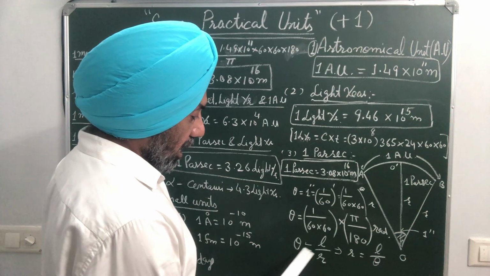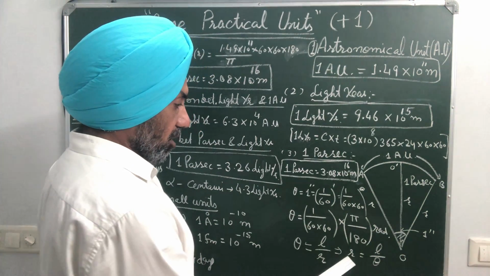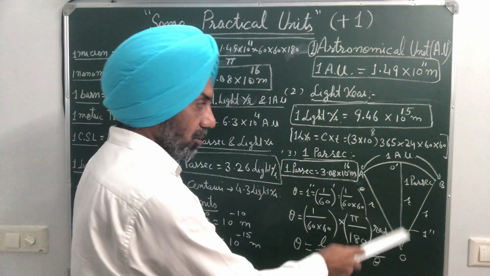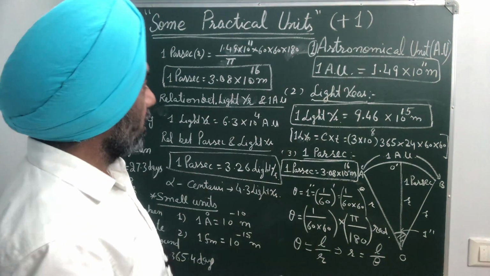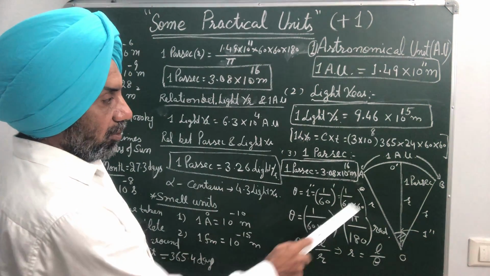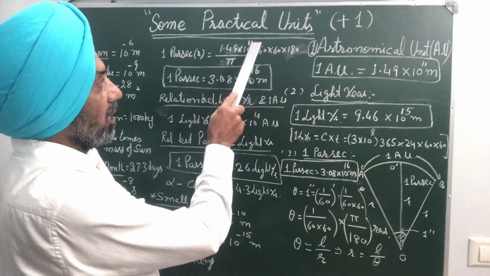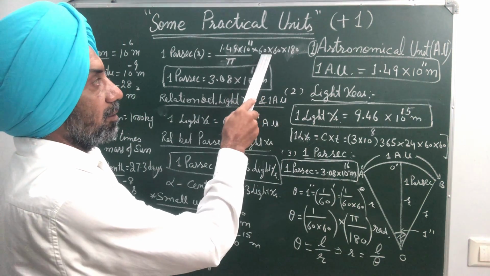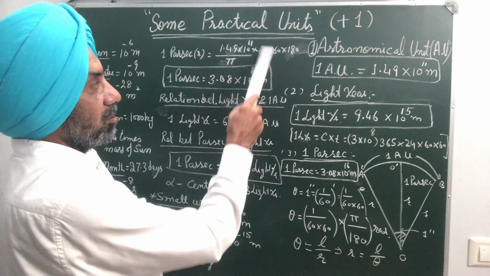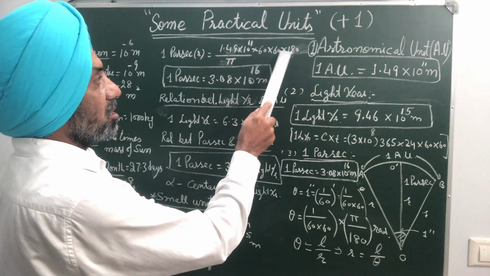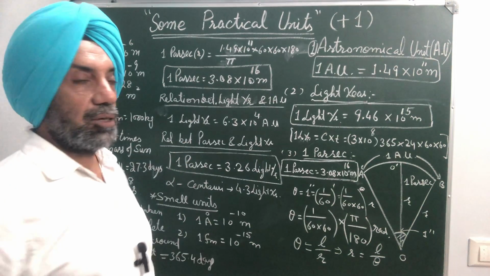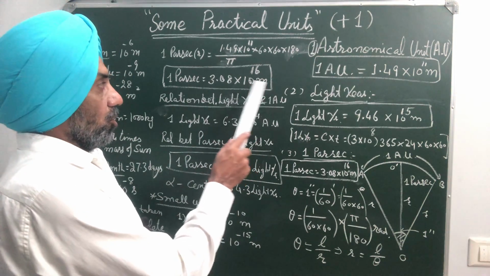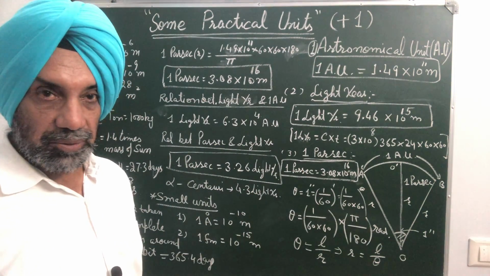By definition of angle, angle is equal to arc upon radius, or r is equal to L upon theta. R means the distance O dash, and that is 1 parsec. So 1 parsec comes out to be the length of arc, 1.49 × 10^11, divided by theta, that is pi divided by 60 × 60 × 180, so it will be in the denominator. You calculate it, you get 1 parsec is equal to 3.08 × 10^16 meter. So parsec is bigger than light year also.